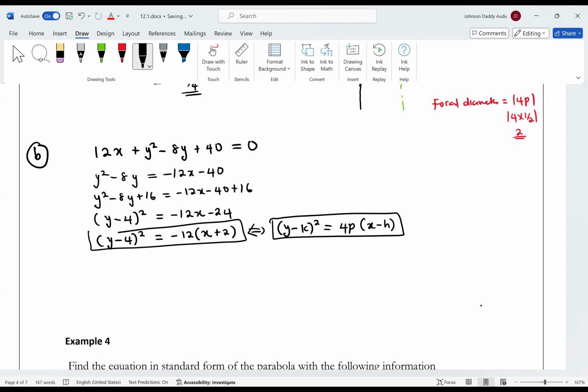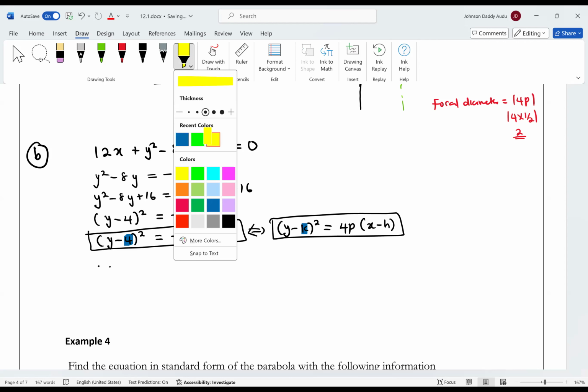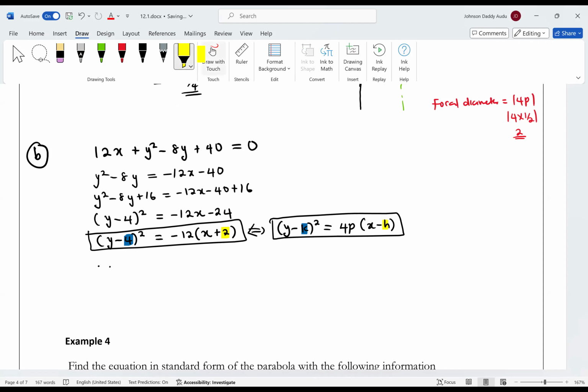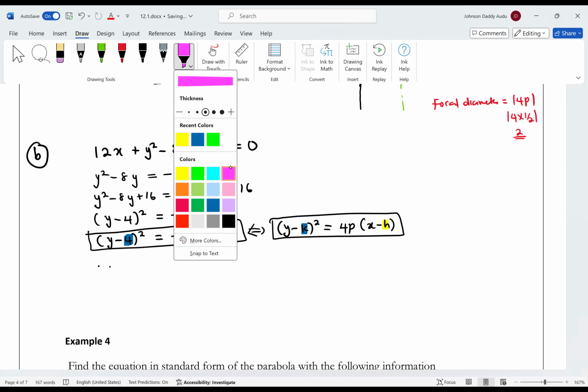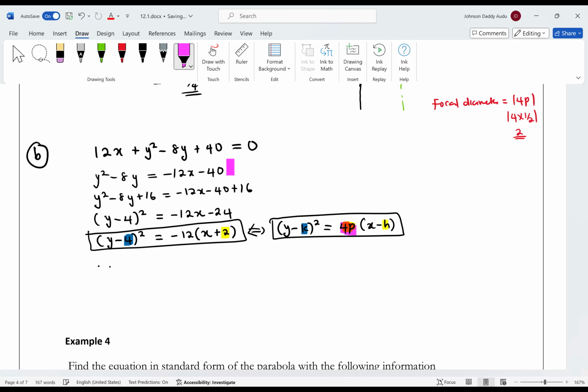So if you compare these two, what does that mean? It means this one will go with this. h will go with this, and p, these two will go with this one. Okay, so let's equate everything together. So k is equal to 4. h is going to be minus 2, right? And we know that 4p is going to be minus 12. And this means that p is minus 3.